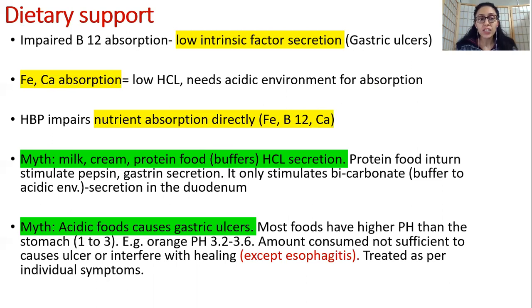So what they say is, if you have basic foods like your milk, cream, protein foods, they act as a buffer for the HCl secretion. But please remember, protein food will stimulate pepsin secretion, and gastrin secretion as well, in the stomach, meaning HCl secretion. Proteins will be broken down into amino acids in the stomach.